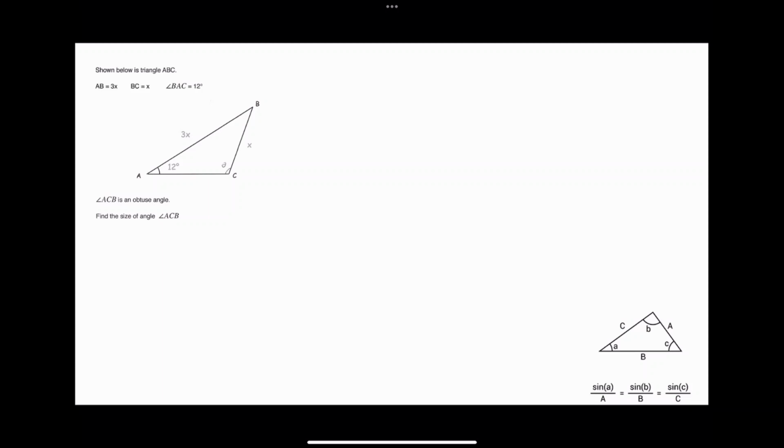Let's look at the next question. It's a bit of a different one because it involves algebra, but it follows the same procedure. The question says, shown below is triangle ABC. AB is equal to 3x, BC is equal to x, and angle BAC is equal to 12 degrees. Angle ACB is an obtuse angle. Find the size of angle ACB.